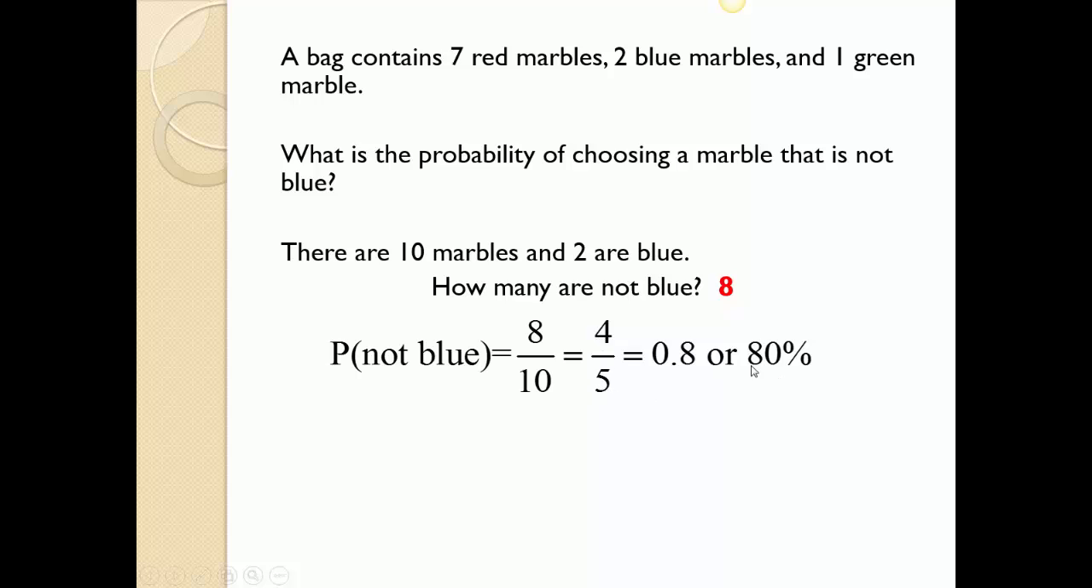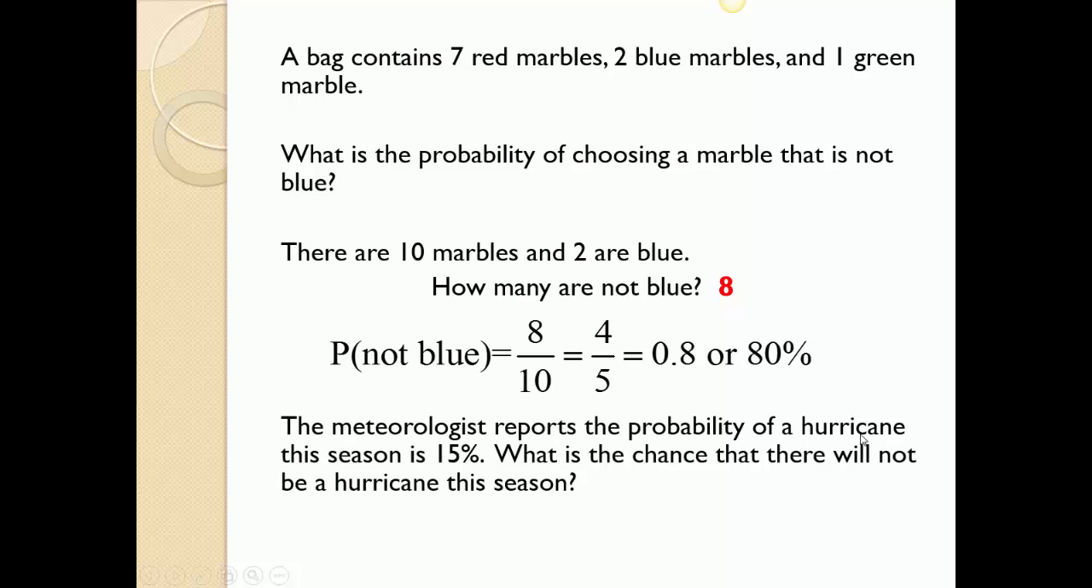I could also remember the probability of an event happening plus the probability of it not happening has to equal 1. So if I know there's 2 blue, 2 out of 10 is 0.2. So the probability of not blue must be 0.8. So I actually have another way to work that problem.